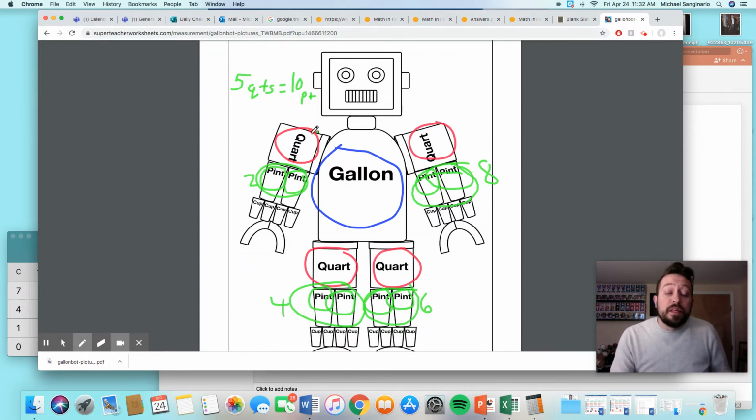And if I would use the GallonBot, I would see that here are 1, 2, 3, 4 quarts, and I have 8 pints there. So I would just need 1 more quart, and there's 2 pints in that. So that would be 9, 10, okay?